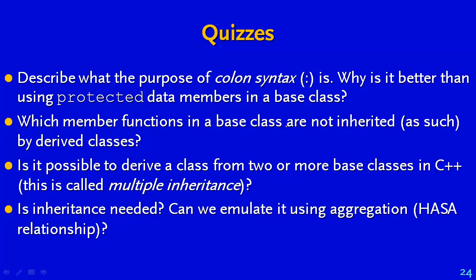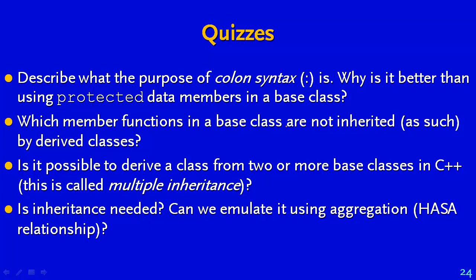Okay, here's a quiz. It's very important that you understand the colon syntax. What is it? What's the purpose? Why is it better than just saying, let's make all the data in the base class protected, so all the derived class objects can access the data directly? Yes, it's possible, and some people do it, and some legacy systems have it as well. So is it a good idea? Yes or no? The best thing is to think about when something changes, which derived classes do you have to change?